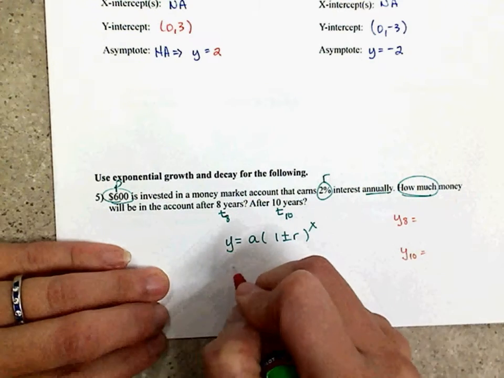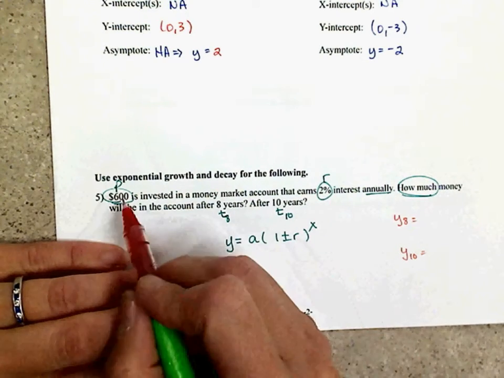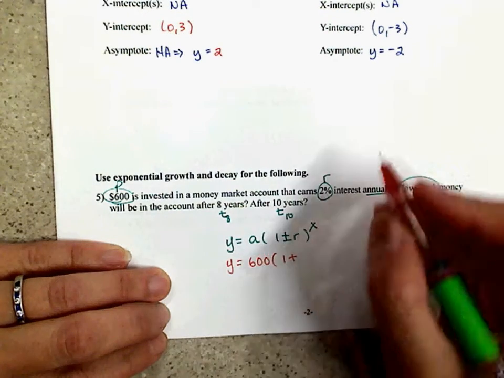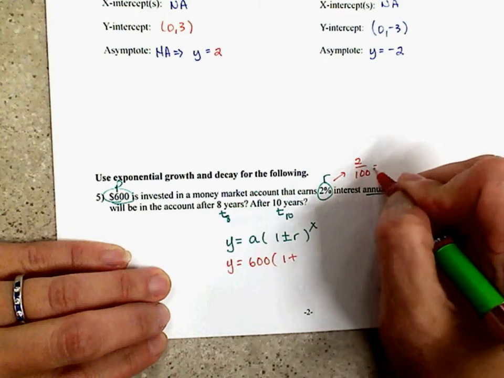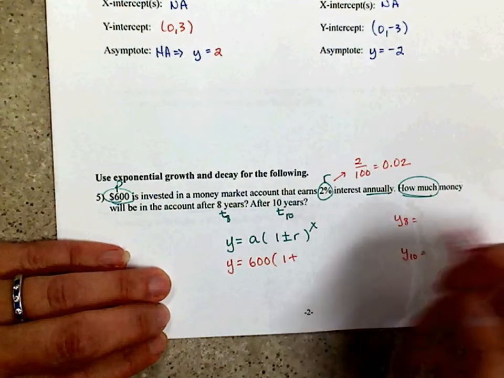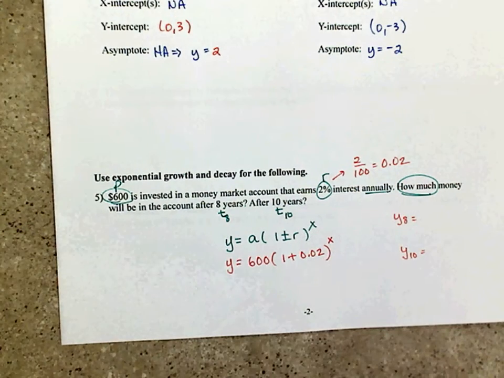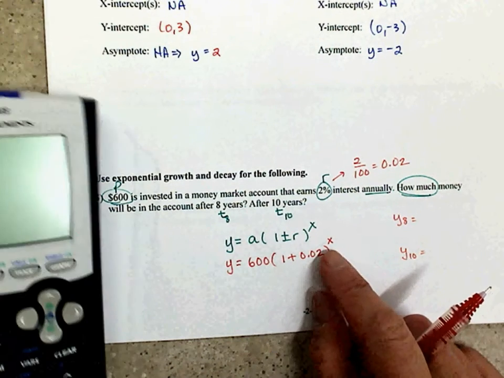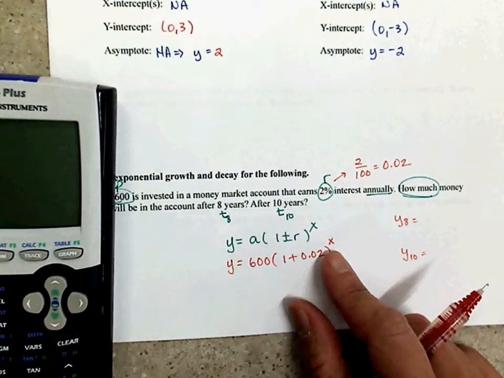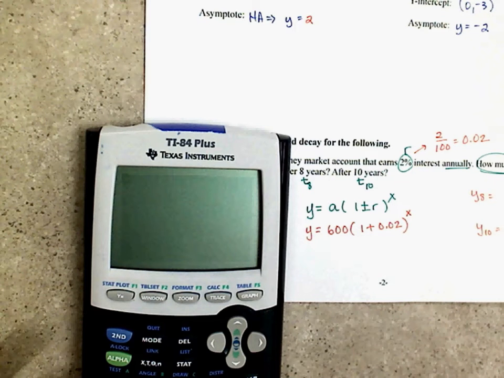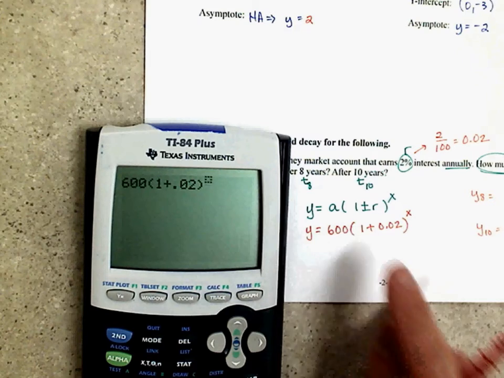So, y equals A or P, $600. I'm earning interest, so 1 plus. Now don't forget to divide that by 100 to change it to your decimal, okay? So 0.02, and I'm going to put an x in that place. Now, I put an x because that's your time. I'm going to have one at 8 years, and I'm going to have one at 10 years. Okay, you guys ready? Let me clear that. 600, parentheses, 1 plus 0.02, raised to the, first one is 8 years, so 8.